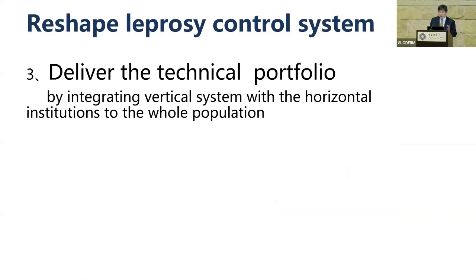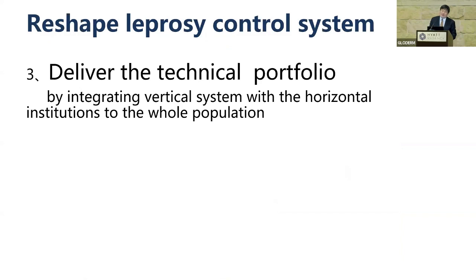The third, we reshape the leprosy control system. In the 1950s, leprosy was a big public health burden. At that time, the Chinese government set up a network from national level, provincial level, municipal level, and county level, the specific institutions for leprosy control.